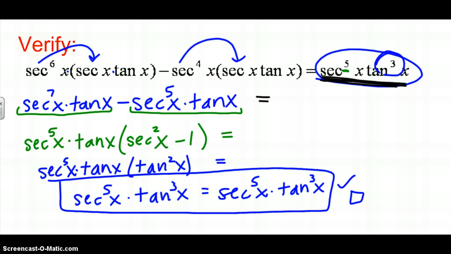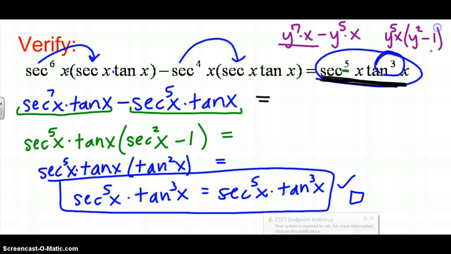If you've forgotten that method of factoring, really what this said was y to the 7th times x minus y to the 5th times x, and I factored out a y to the 5th times x, I'd be left with y squared minus 1.